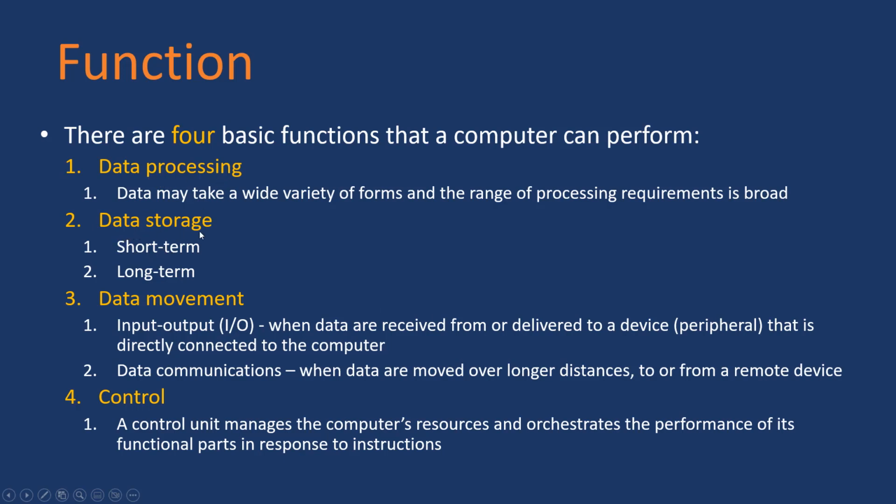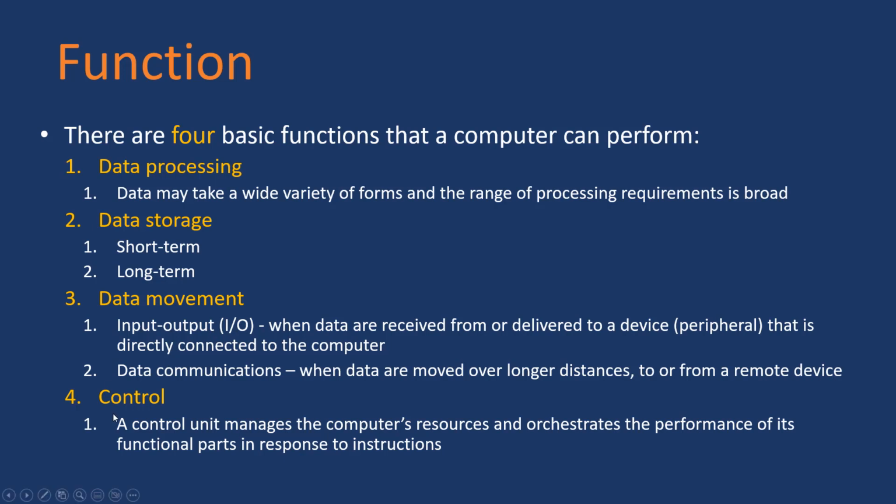Second, the function is data storage. From the top-level view, we can see short-term storage that is in the memory, long-term storage that is the disk, and data movement, the input/output, I/O. When data is received from or delivered to a device that is directly connected to the computer, this is the top-level view. You input data from disk and then output it to the network. But at each level, for example, data moving from the memory to the cache, and from the cache to the CPU registers, that is another level of data movement.